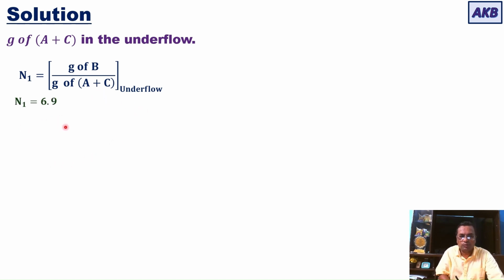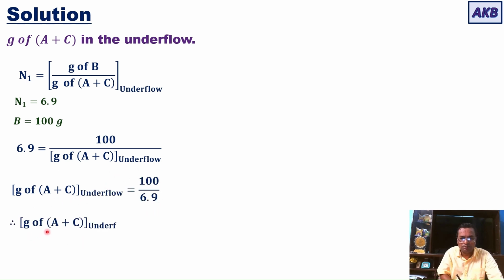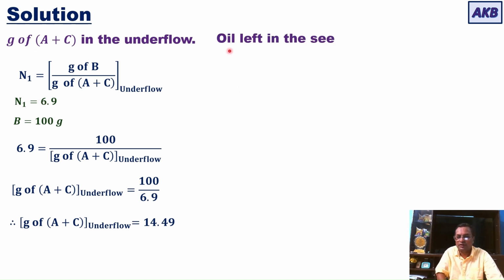N1 is 6.9, we just got it, and B is 100 gram. So if I use this, 6.9 is equal to 100 divided by gram of A plus C in the underflow. That is, gram of A plus C in the underflow will be equal to 100 upon 6.9. That is, gram of A plus C in the underflow comes out to be 14.49.